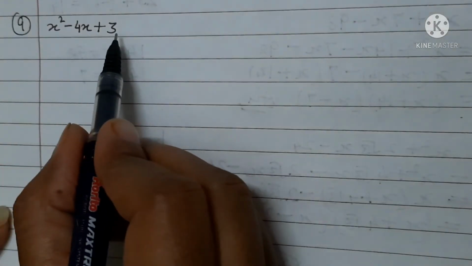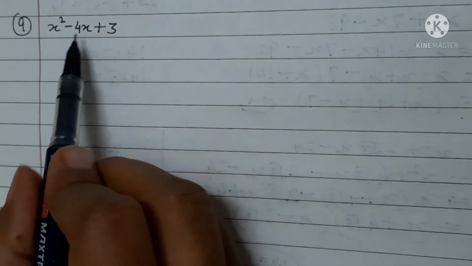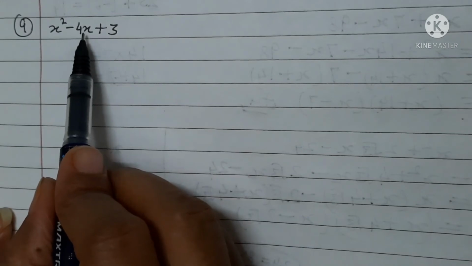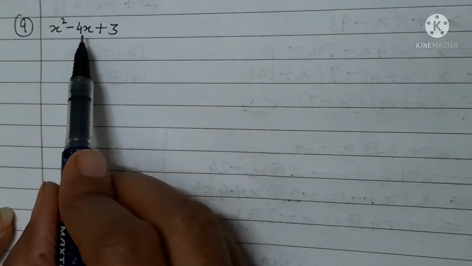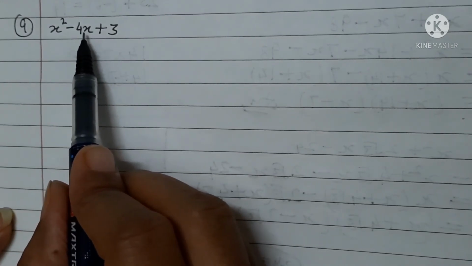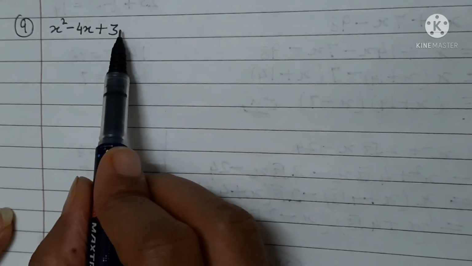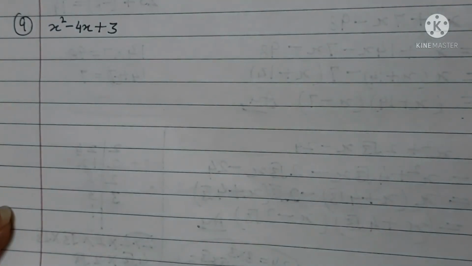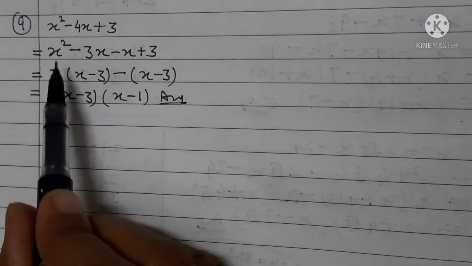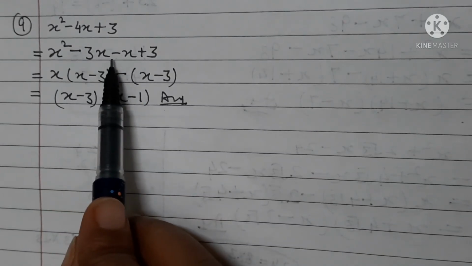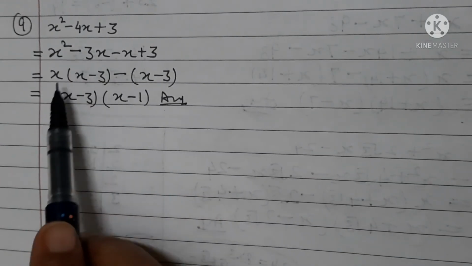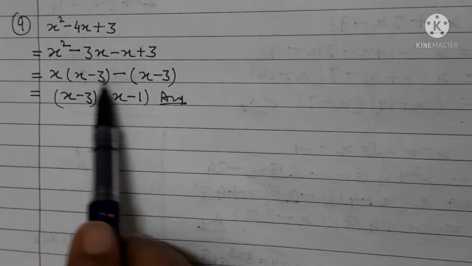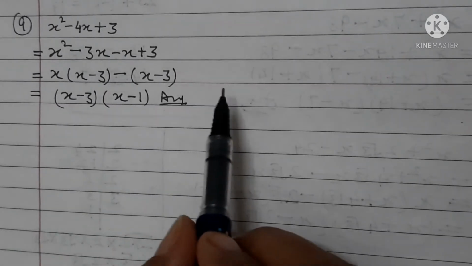x square minus 4x plus 3. So split 4 into two terms so that the sum will be minus 4. 3 ones are 3, so minus 3 and minus 1. Now solve it and check the answer. See the solution. We break it, minus 3x minus x, x common, x minus 3 in the bracket, minus common, so x minus 3 common, x minus 1. Next question 10.